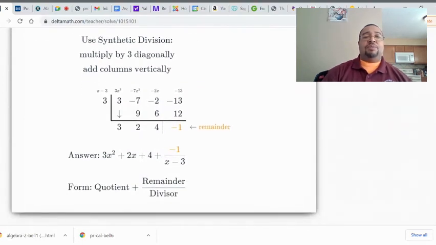Bring down the first term, multiply, combine, multiply, combine, multiply, combine. If you have the answer in the last spot, that is your remainder. How you write your answer for the remainder is you put that remainder over the divisor, which was x minus 3. So this right here, 3x squared plus 2x plus 4 plus negative 1 over x minus 3, is how you write your answer. If there was no remainder, all you would have is that part. Remember, your answer goes down 1 degree. So if you got this correct, good job.